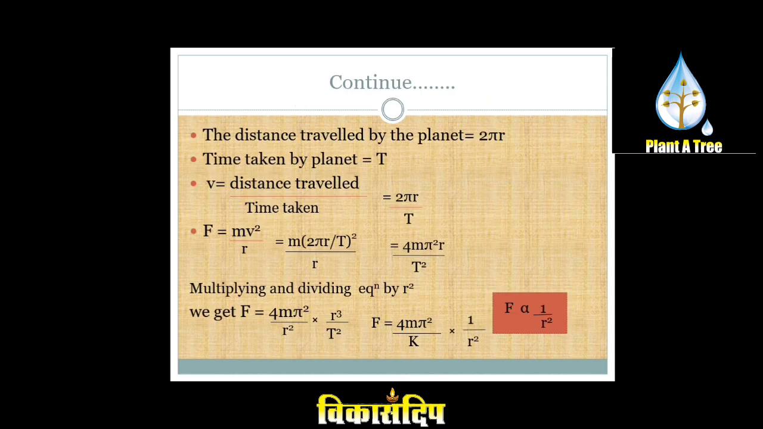So the planet is moving around the sun in circular motion, so its circumference will be the distance traveled by the planet, that is given by 2 pi r. 2 pi r is the formula for the circumference of the circle. Time taken by the planet is considered as T, capital T, and the velocity is given by distance traveled upon time taken. Distance upon time is the formula for velocity.